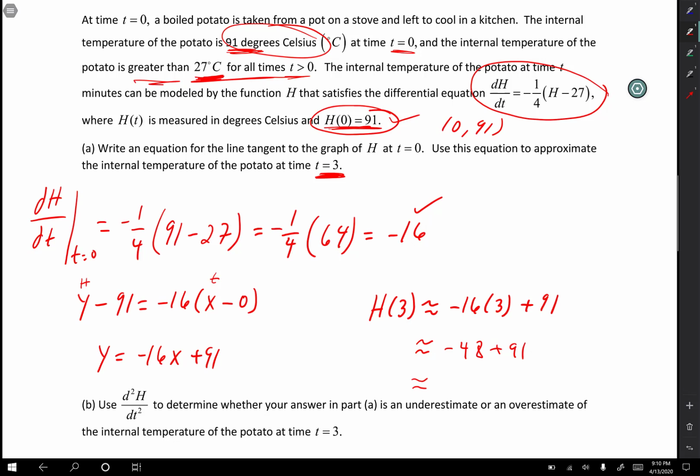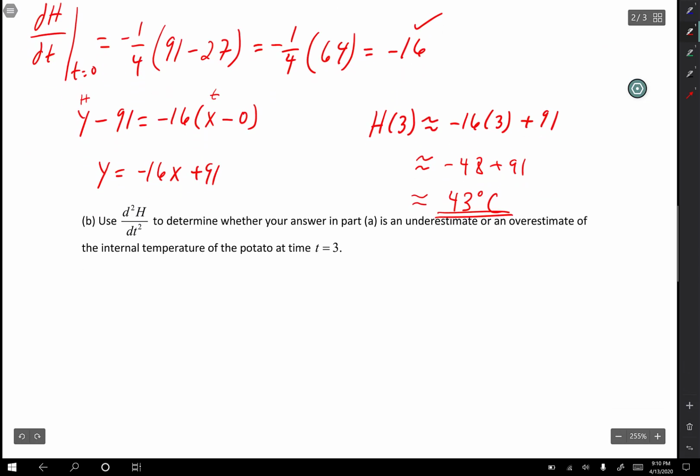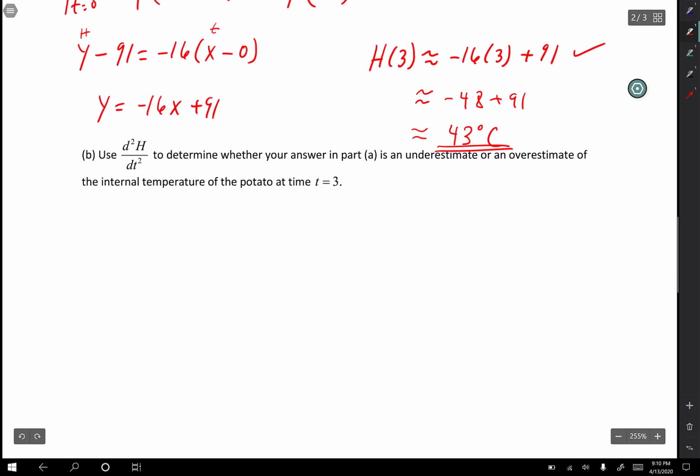So 48. What did I say? 50, 60, 70, 80, 90, 91. So that's 41. And then I add 2. So 42, 43. Approximately 43 degrees Celsius. And there it is. There's my approximate temperature. All right. Hopefully I didn't confuse anyone there. You could leave it right here alone, and that would still be correct, guys.